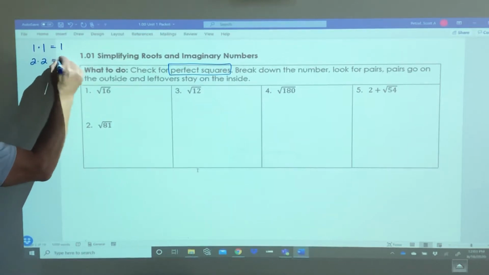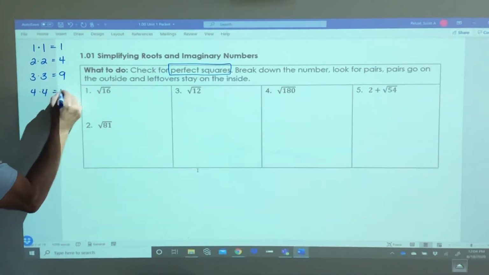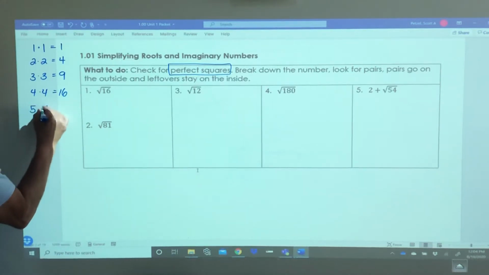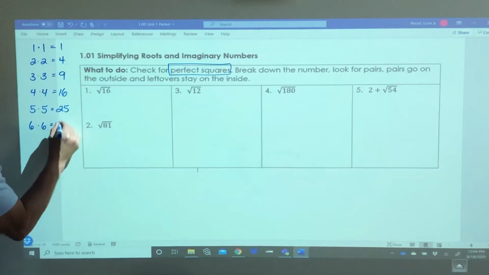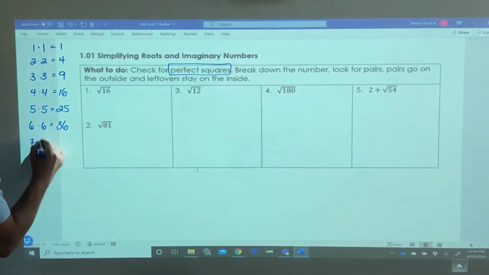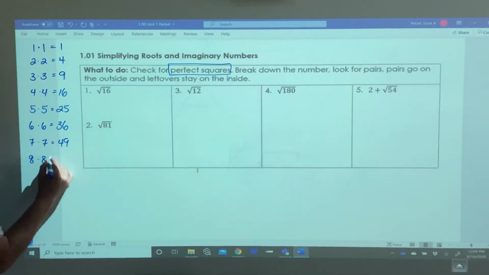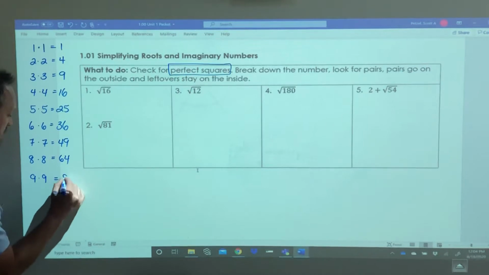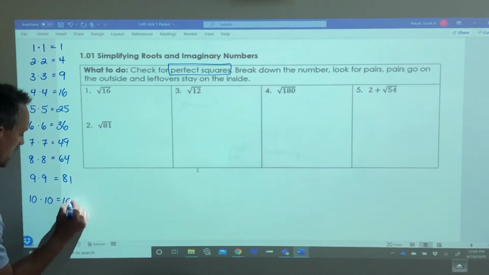1 times 1 is 1. 2 times 2 is 4. 3 times 3 is 9. 4 times 4 is 16. 5 times 5 is 25. 6 times 6 is 36. 7 times 7 is 49. 8 times 8 is 64. 9 times 9 is 81. And 10 times 10 is 100.